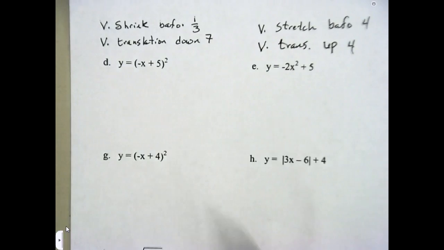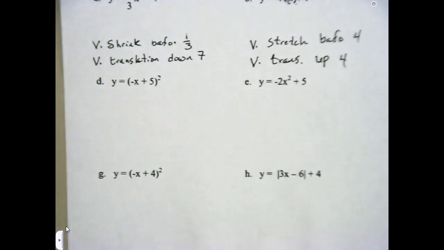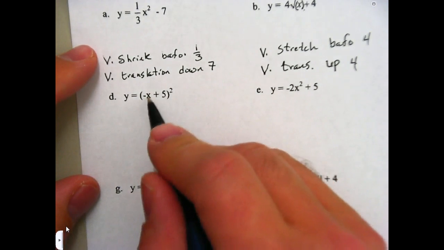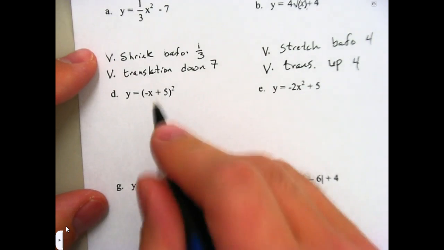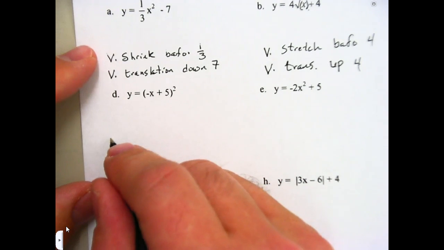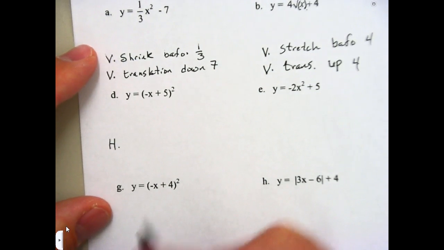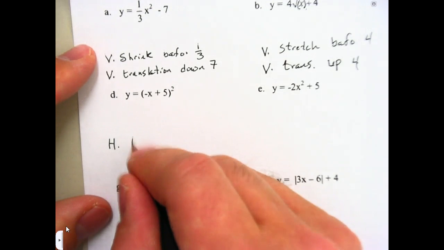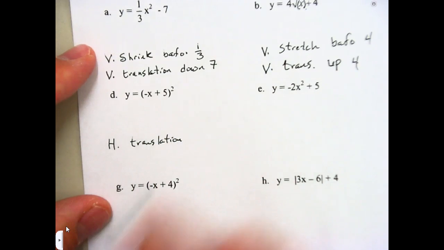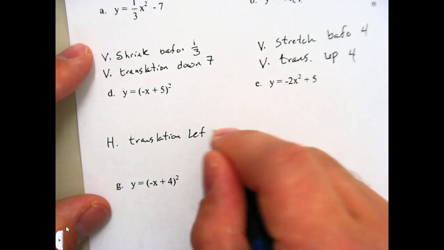Letter D. Tell your neighbor what we got. All right. We start inside the parentheses. Do we start with the 5 or the negative? The 5. It's backwards, right? So the 5, is it horizontal or vertical? Horizontal. Stretch, shrink, or translation? Translation. Left or right? Left 5.